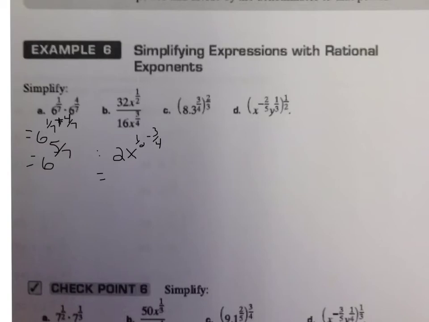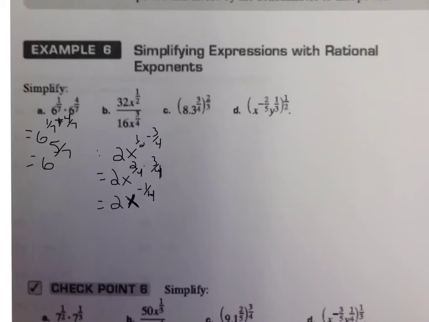And 1/2 minus 3/4, if you have a calculator, it can do it for you. I don't have a calculator on me, so I'm going to have to get a common denominator. So 1/2 is the same as 2/4, minus 3/4. That gives me 2x to the negative 1/4.